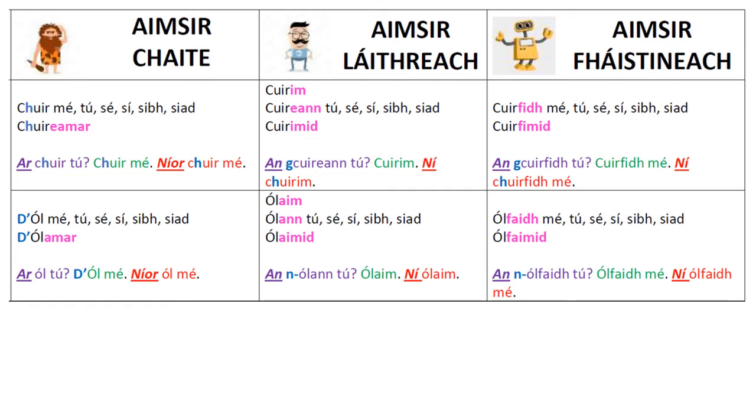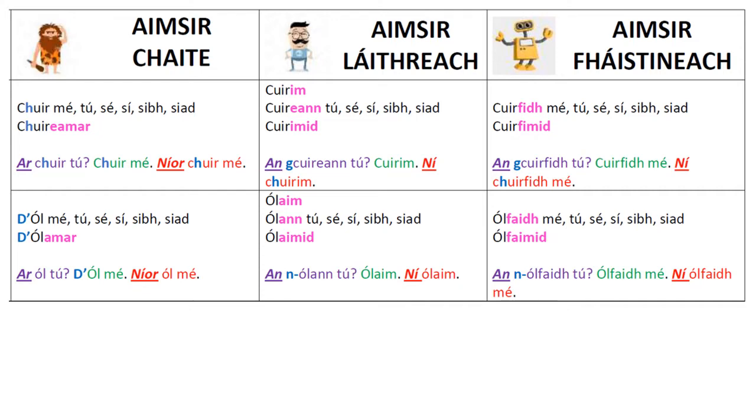So we're doing athbhreithnú, a look back on briathra, verbs, and aimsire, tenses. So we can see here we have our aimsire caite. Caveman tells us that's past tense. Aimsire láithreach, hipster tells us that's present tense. And aimsire fháistineach, the robot, tells us that's the future.